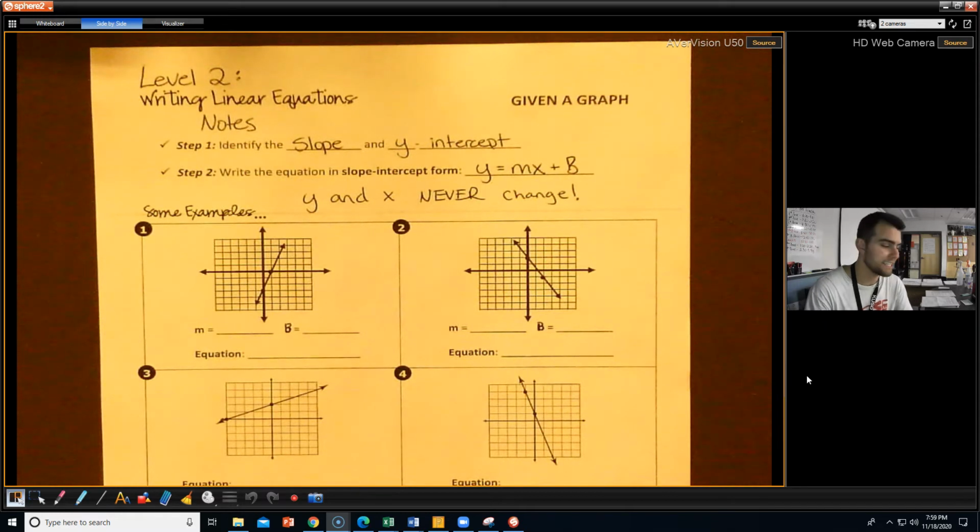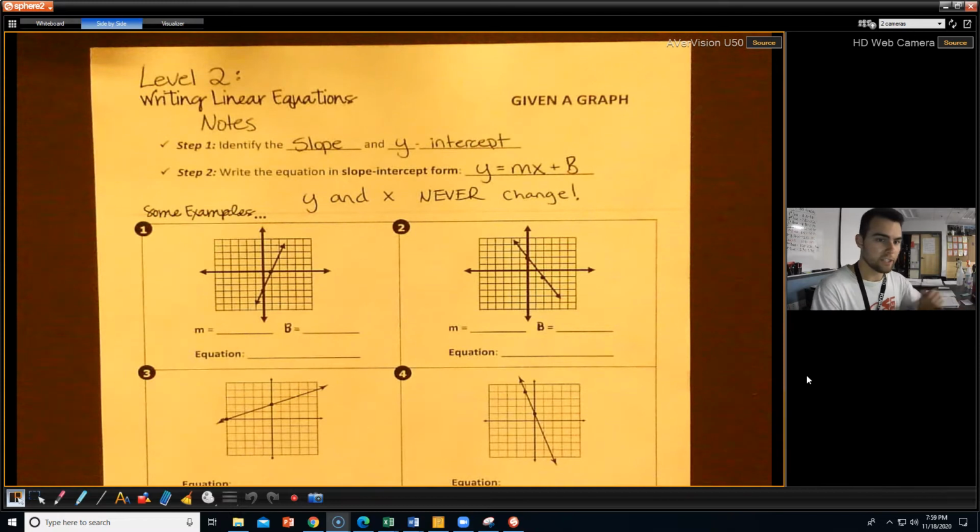It's Mr. Knight, and we are going to continue on with working with slope, but now we're going to actually be able to write equations of lines now that we know how to calculate the slope and we know how to use rise over run, okay? So there's really two steps to this, and I already got them down for you, okay?